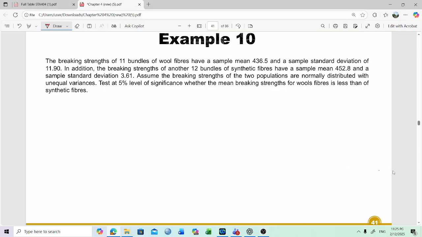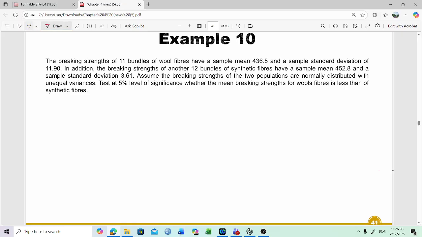Now let's look at example number 10. Example number 10, this is for the case of unequal variances. So how do we know that? Of course, we need to read the question. So let's read the question.